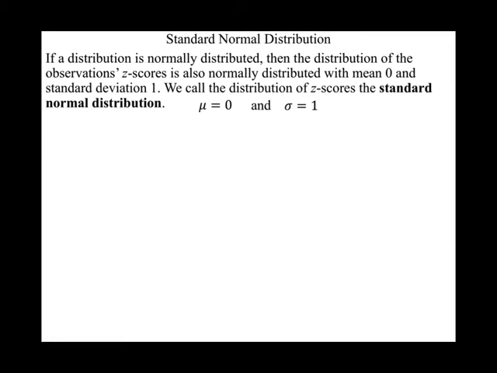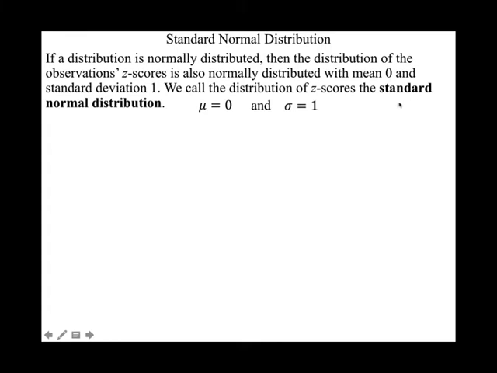Okay, standard normal distribution. If a distribution is normally distributed, then the distribution of the data's z-scores is also normally distributed with the mean equal to 0 and standard deviation equal to 1. And we call the distribution of the z-scores a standard normal distribution. I want you guys to highlight the standard normal distribution.